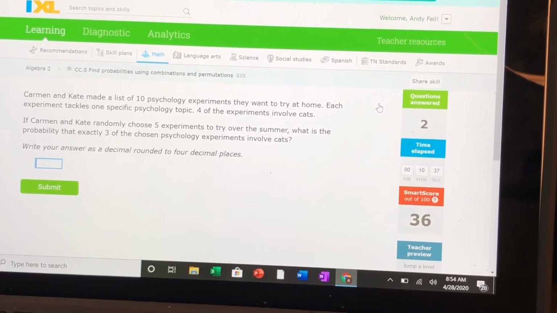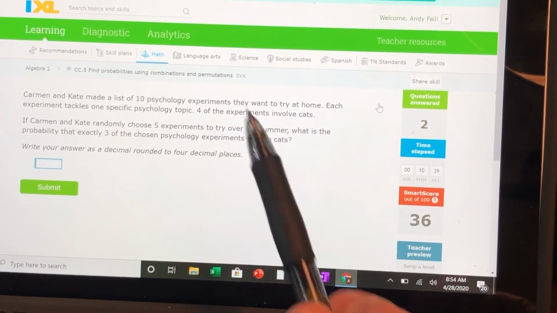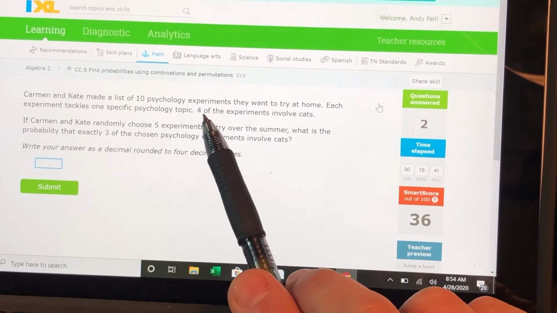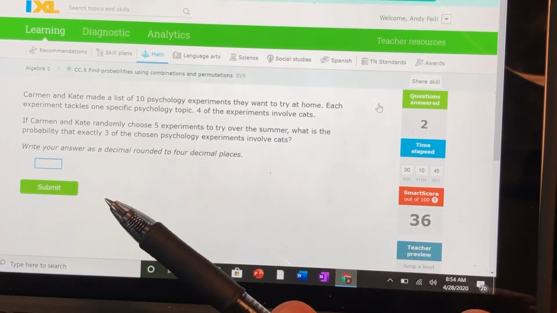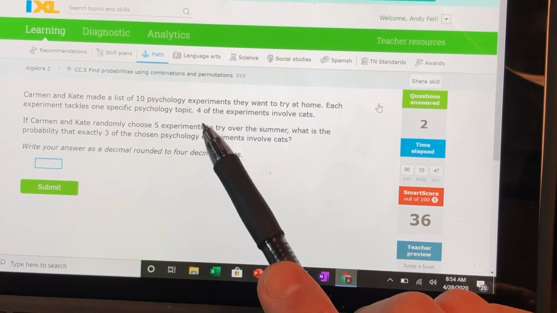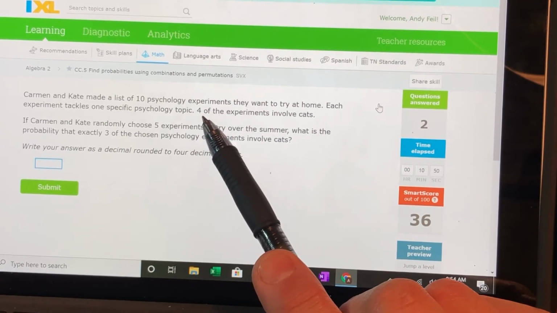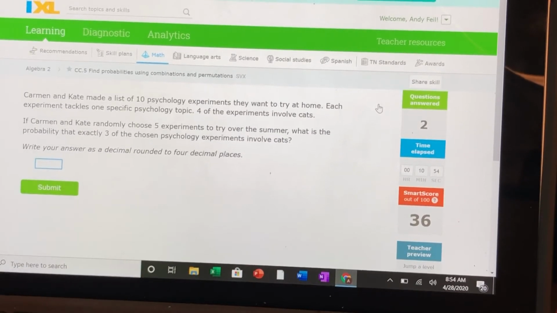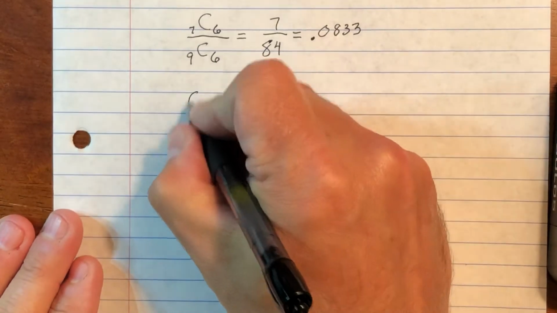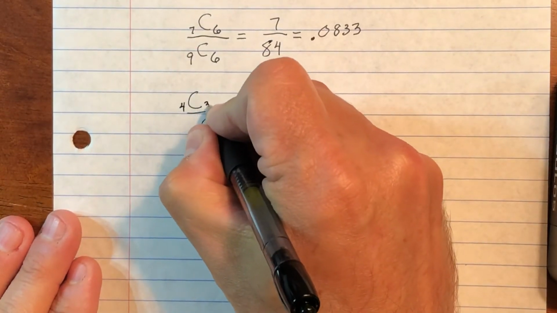Well, how many of them involve cats? 4. And how many are they choosing? 3. So one of the things we're going to have to put on the numerator is that we have 4 experiments involving cats, and we're choosing 3 of them. So that's 4 choose 3. That's one of the things that we're going to have to put in the numerator.